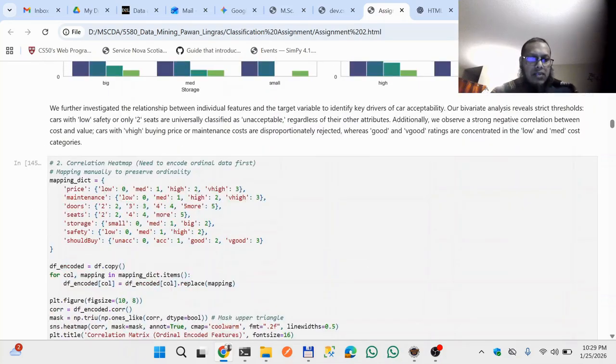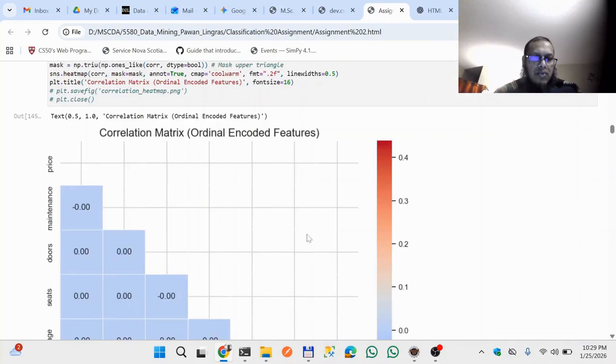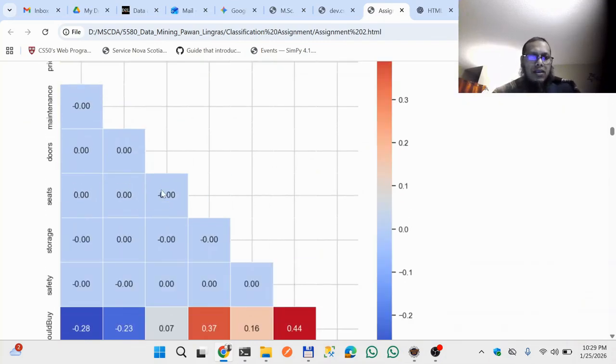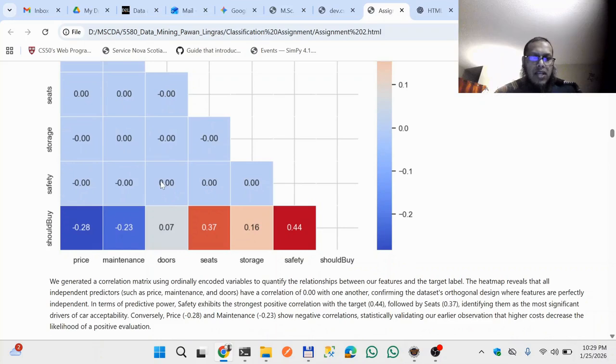After that, we have run the correlation heat map where we have found the price, maintenance, and doors are correlated with zero to each other. So the features are perfectly independent. Our data set is orthogonal. That means most of our features are independent, perfectly independent.